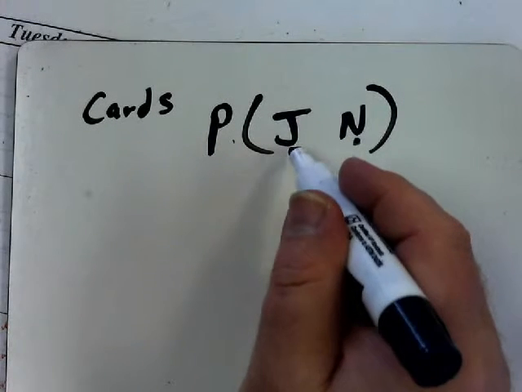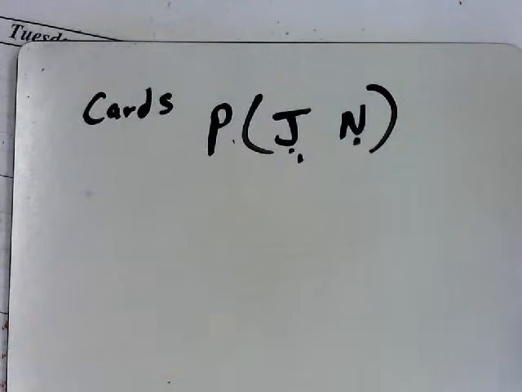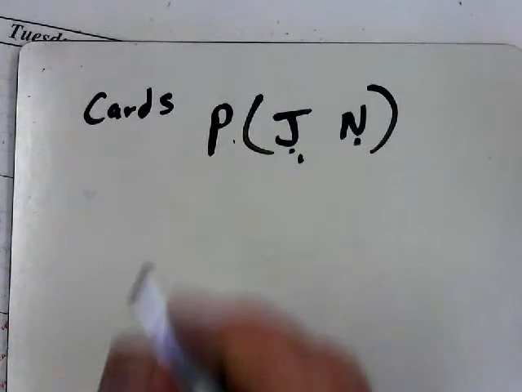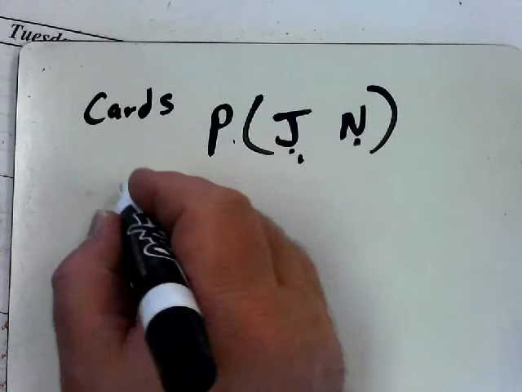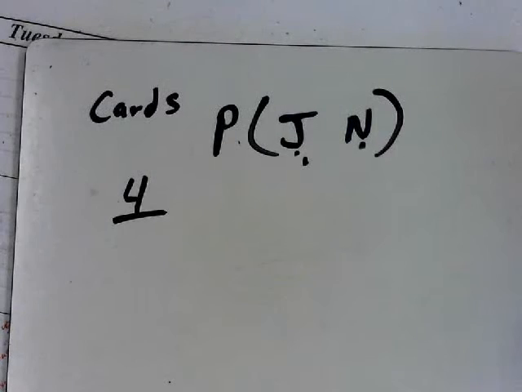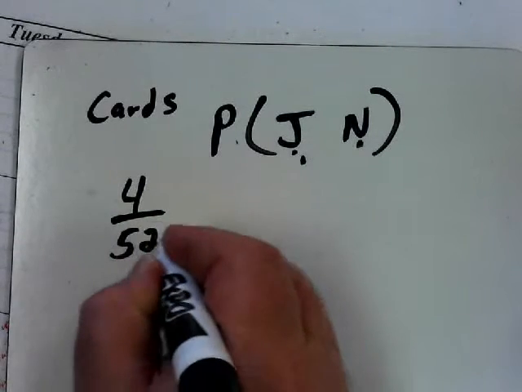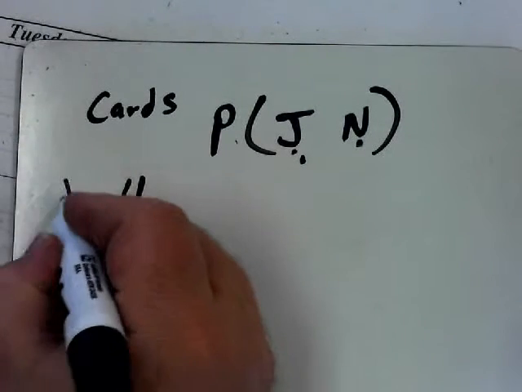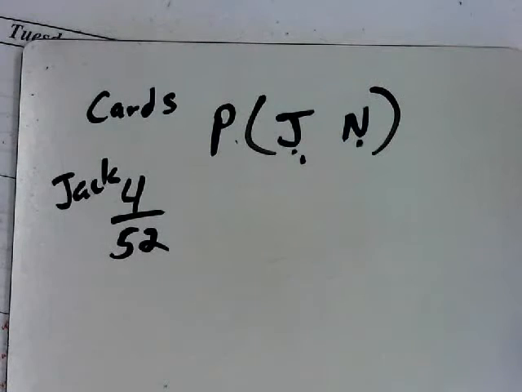So if I go back up here finding a mutually exclusive one, if I wanted to draw a jack, how many jacks are in a deck of cards? There are 4 jacks, right? And how many cards are there in the deck? 52 cards. So this would be my probability of getting a jack.